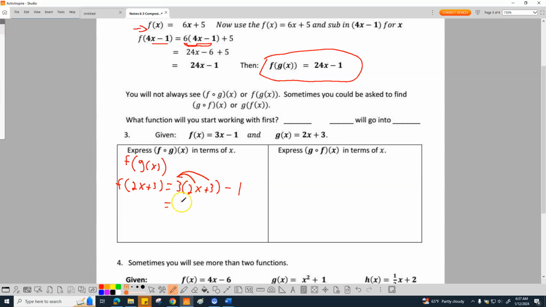So 3 times 2 is 6x. 3 times 3 is 9. And then I have that minus 1 to bring down. The x's obviously can't combine with the numbers, so the 6x stays the same, and then 9 minus 1 is 8. So my full answer, when it's all said and done, is f of g of x equals 6x plus 8. You write it just like that, and that's the answer. I'm going to do the other examples on another video.